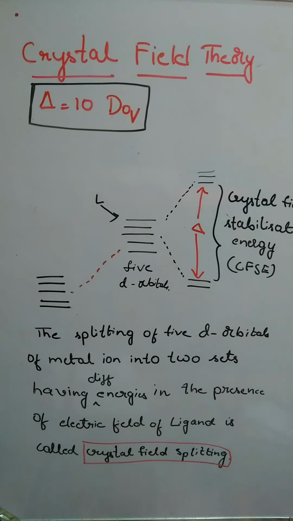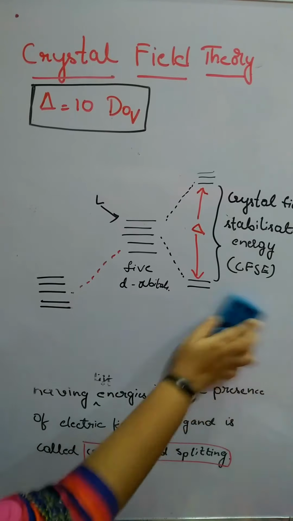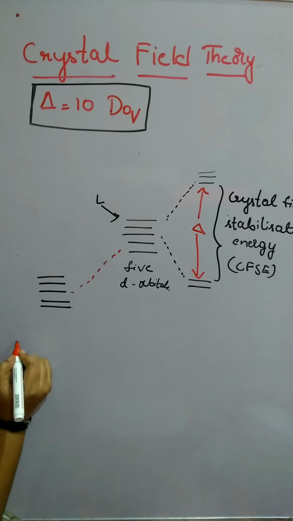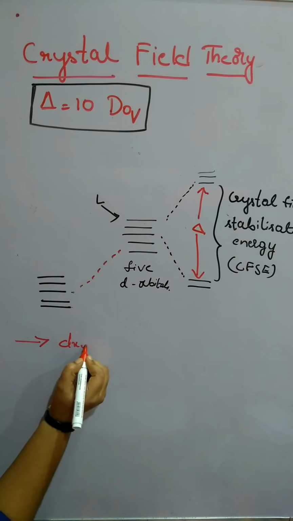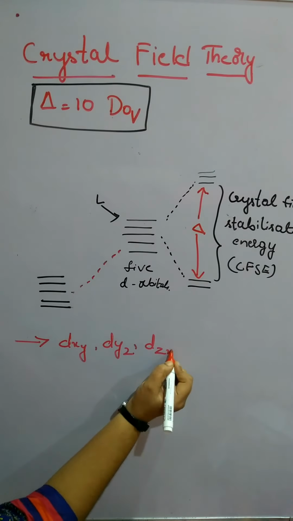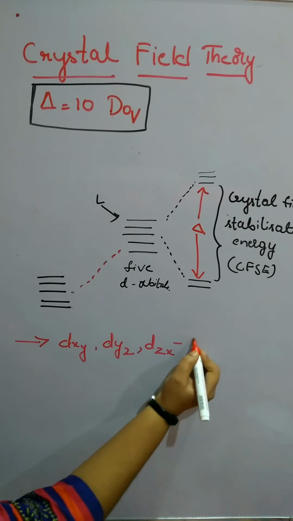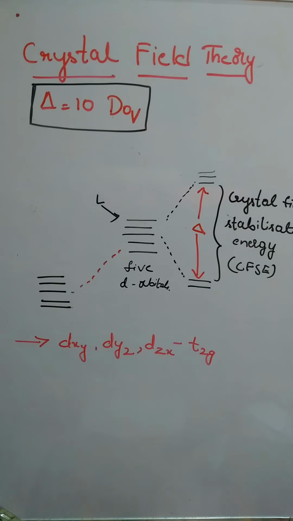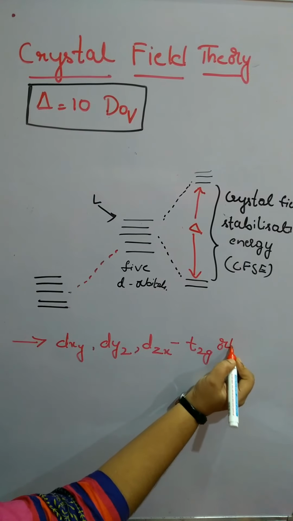And a few more important things. We have split the d orbitals into two sets. That is dxy, dyz, and dzx. These are called the t2g set or t2g orbitals.